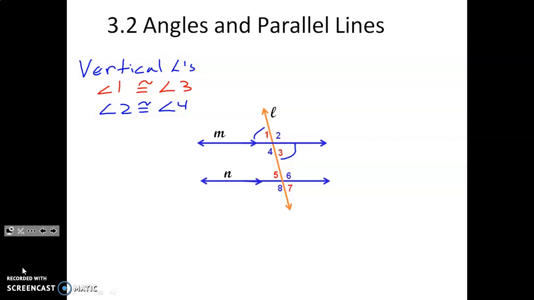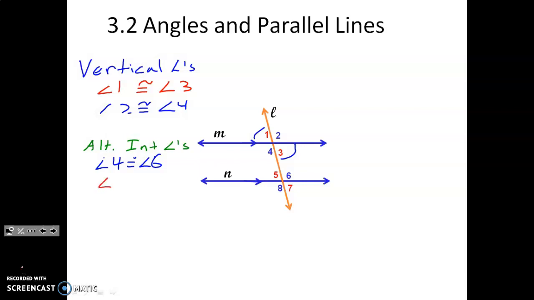If we look at angle 4 and angle 6, they're the same color, so therefore they're going to be congruent to each other. And what is the relationship there? Well, those are interior. They're in between and they're alternating. So we're going to call those interior or alternate interior angles. Alt int angles.